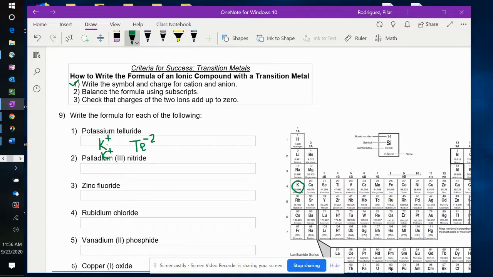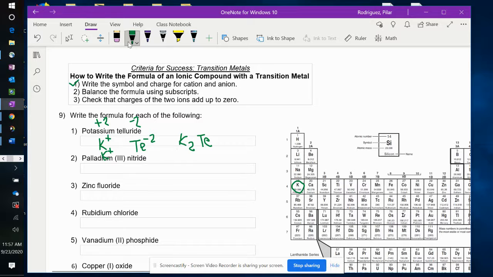And then I'm going to have a total of +2 charge, and a -2 charge from this one. So +2 and -2 cancel out. And so I needed 2 potassium ions, so a little subscript of 2 potassium ions, and 1 of tellurium. So for this one, I wasn't even working with transition metals at all. I could tell because I didn't have any parentheses here with any Roman numerals. So this was just a straight up regular ionic type 1 metal compound.